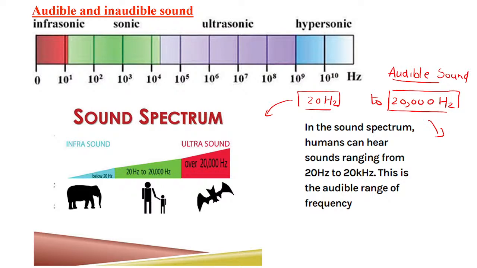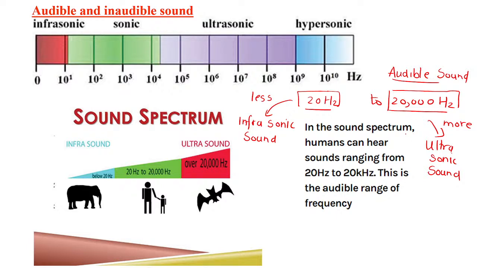If the sound frequency is less than 20 Hz, it is called infrasonic sound. If it is more than 20,000 Hz, it is called ultrasonic sound. So what is infrasonic? Sound frequency of less than 20 Hz is called infrasonic sound. Sound frequency of more than 20,000 Hz is called ultrasonic sound.